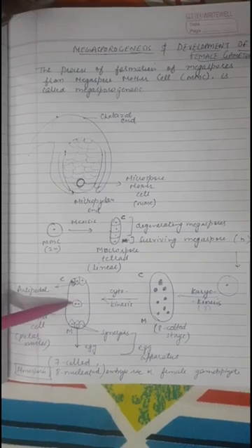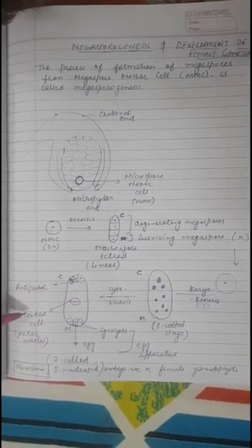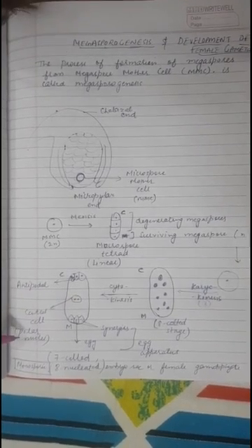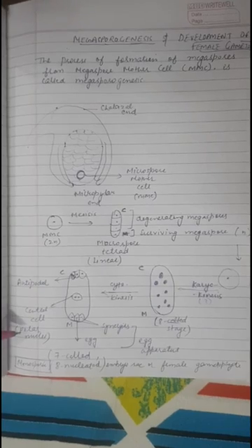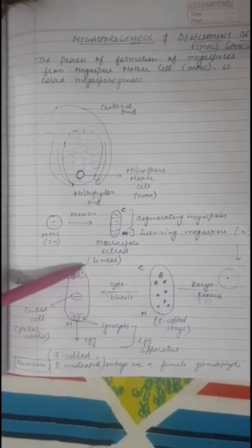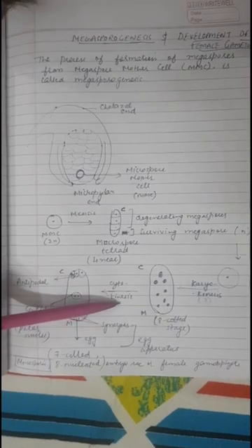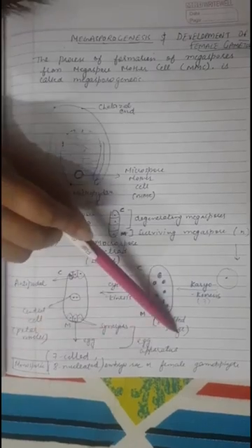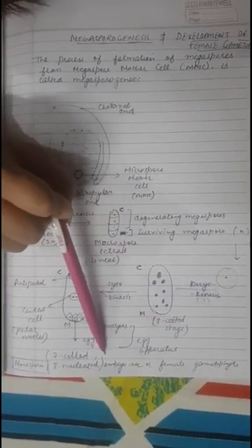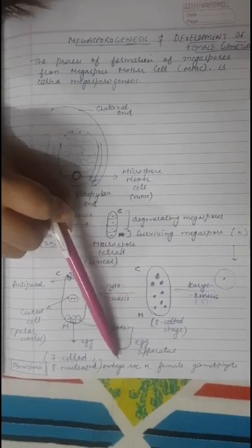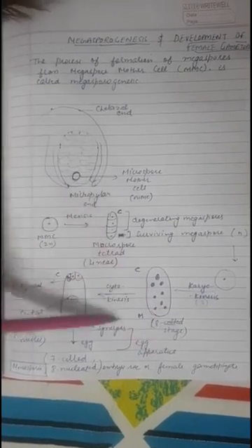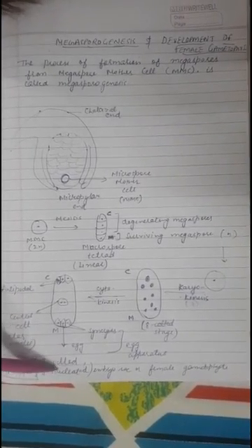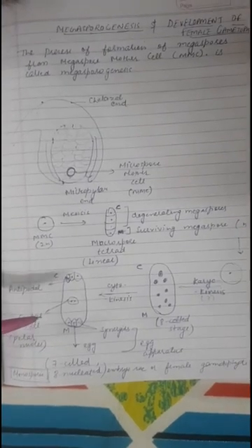And the cell in the center is called the central cell, and it has 2 nuclei in it. These 2 nuclei are called polar nuclei. So is it clear? The structure formed after this karyokinesis and cytokinesis is called the female gametophyte, or the embryo sac. It is a 7-celled 8-nucleated structure, which is a characteristic feature of an angiospermic flower.